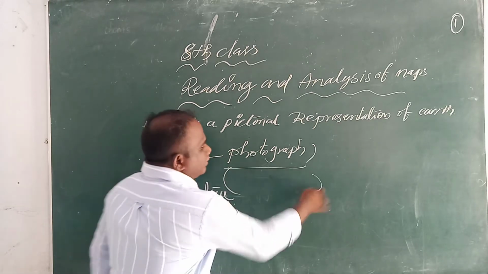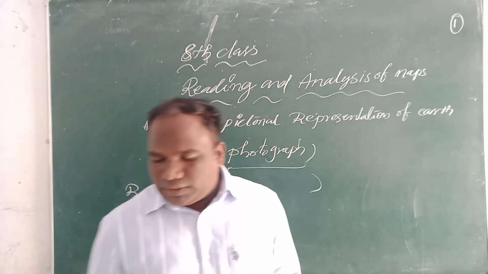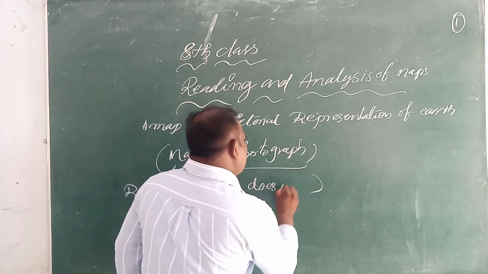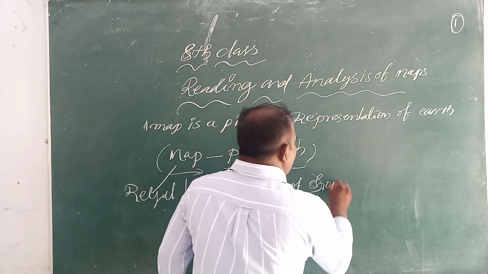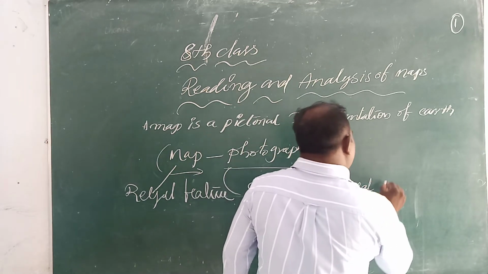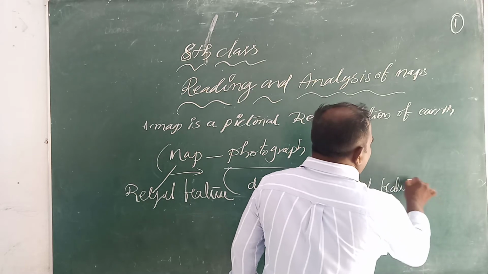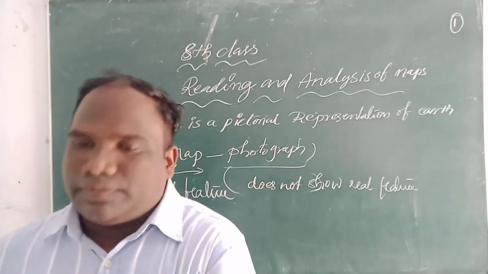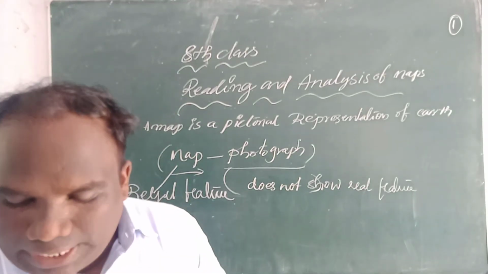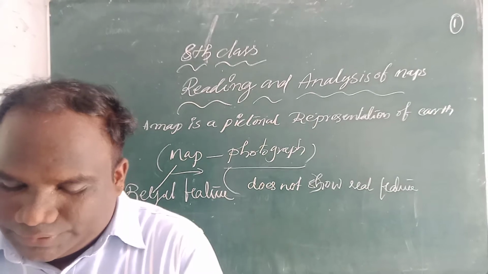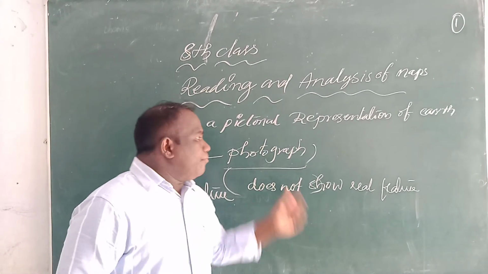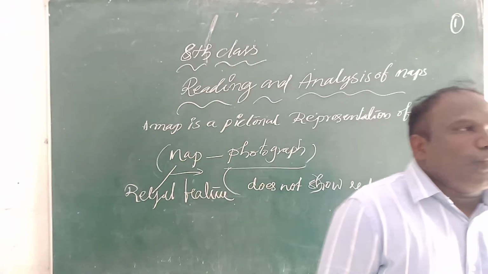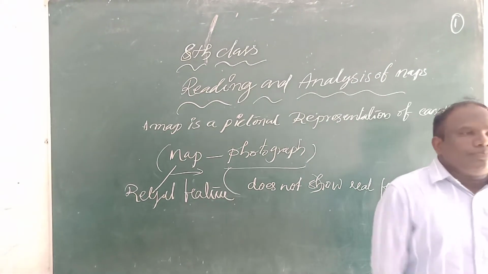But a photograph does not show real features. A map shows real features. Actually, maps are used by geographers. Who uses a map? Geographers use maps.